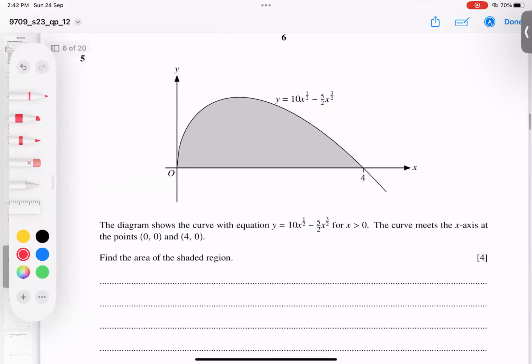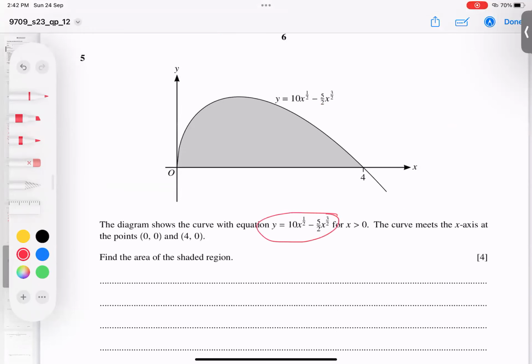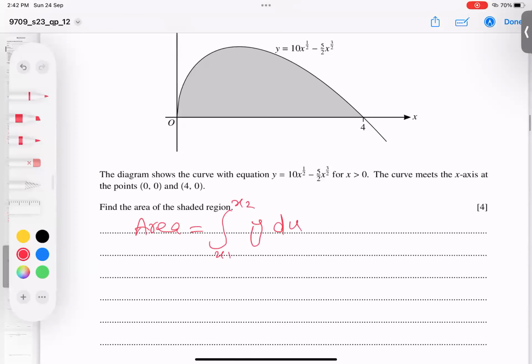Next, question number 5 we have. He said that this equation of a curve is given. So the curve with the x-axis, given as 0 and 4, area. Whenever we talk about area about the x-axis, when we integrate from the curve till the x-axis we get the full area. So let's start. The area formula about the x-axis is x1 below, x2 up, y dx. What is x1? 0. What is x2? 4. What is y? This: 10 x to the power half minus 5 over 2 x to the power 3 by 2.